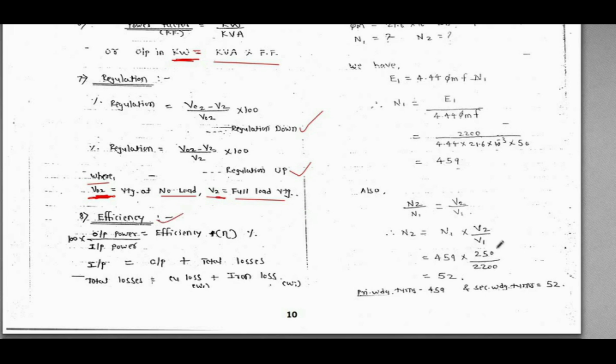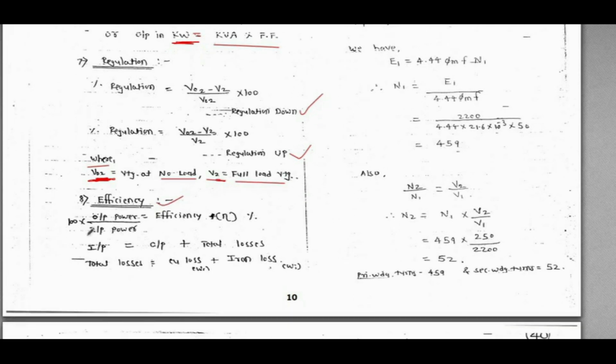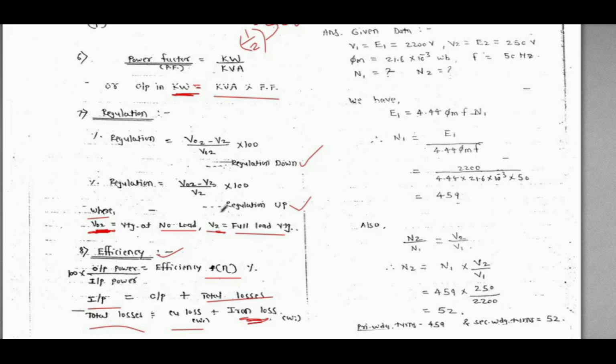Then we know that next formula, efficiency. Efficiency you can calculate output power divided by input power into 100. What is input power? Output plus total losses, and total losses is nothing but copper loss, that is WCU, and iron loss, that is WI. Okay, these are the formulas that we are going to use to solve the numericals based on this topic.